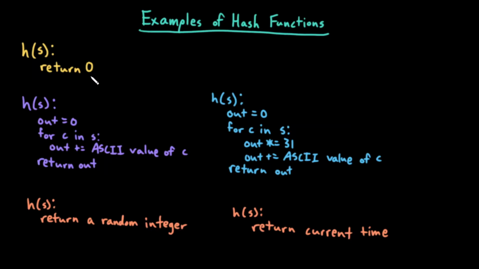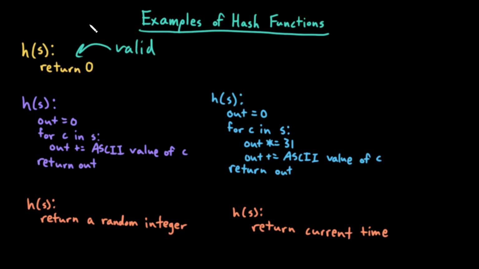So s could be the word Nima, it would return 0. S could be the word Moshiri, it would return 0. It'll return 0 for every possible string. This is actually a valid hash function. Remember, the only requirement for a hash function to be valid is that if I give it the same two objects, it will return the same two hash values.